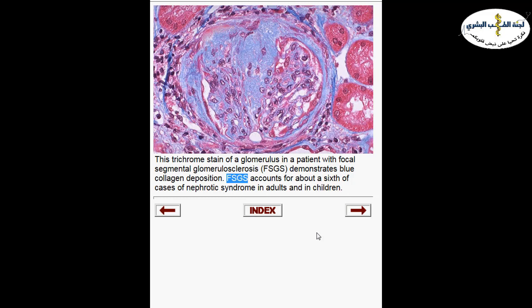Sometimes, in addition to nephrotic syndrome, they may have some level of hematuria, some blood. But the main presentation is actually nephrotic syndrome in adults and in pediatrics.